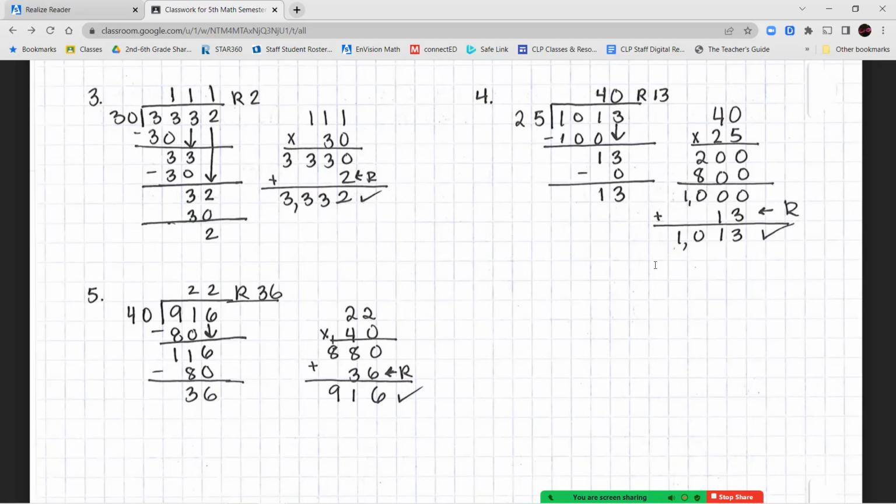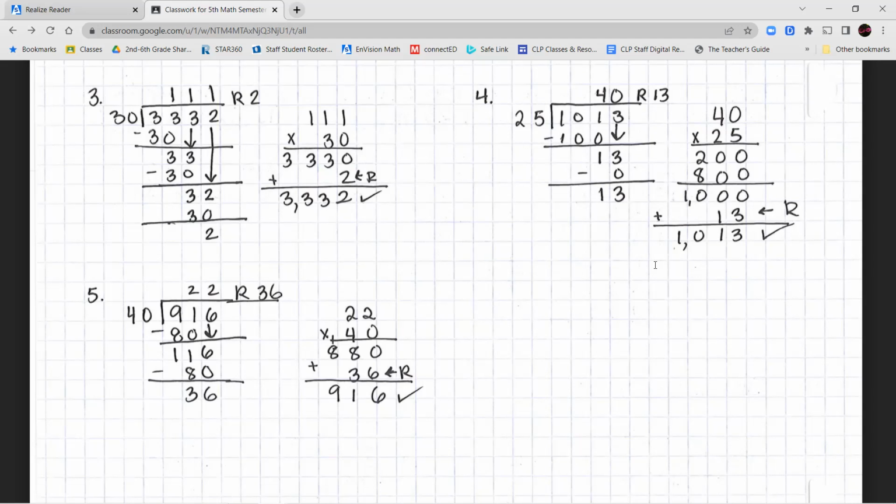There's no groups of 40 in 9, so I look at 91. There's 2 groups of 40 in 91. So 40 times 2 is 80. I subtract that off. I'm left with 11. Then I drop my 6. So now I have to think how many groups of 40 are in 116. So again, I can only do 2 groups. So 116 minus that 80, that's the 40 times 2, left me with 36. So my answer here is 22 with a remainder of 36.